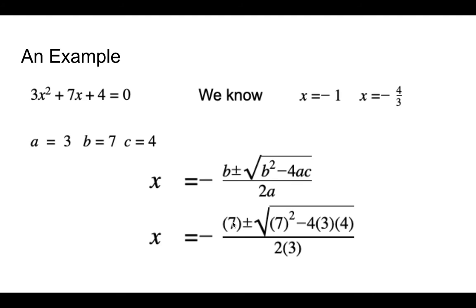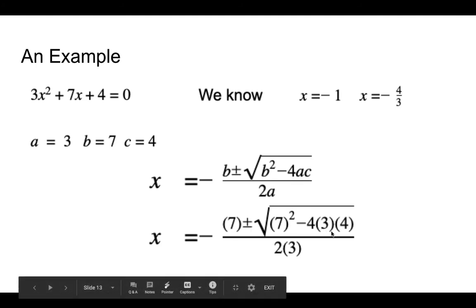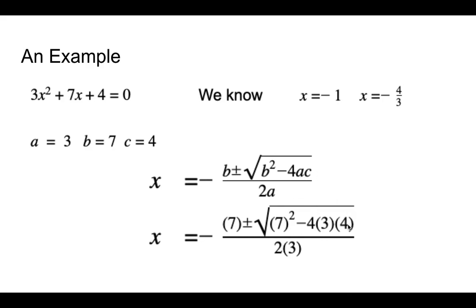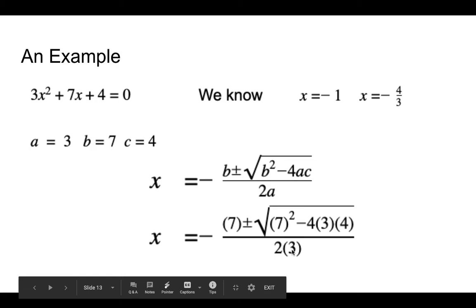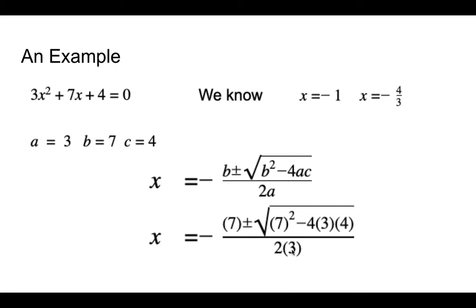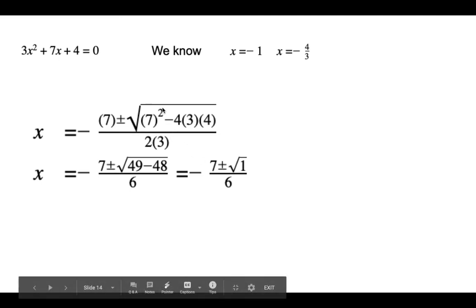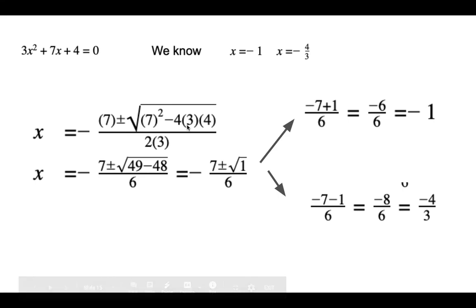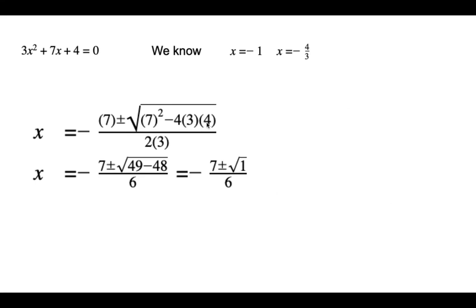Let's continue on here. So I plugged in all those values. B's, A goes here, C goes here, A goes there. And then I just start evaluating, and you just have to go with PEMDAS and work your way from the inside out. 7 squared is 49. 4 times 3 times 4 is 48. And 2 times 3 is 6. So I've just done all those simple ones I can do first. Then 49 minus 48 is 1.